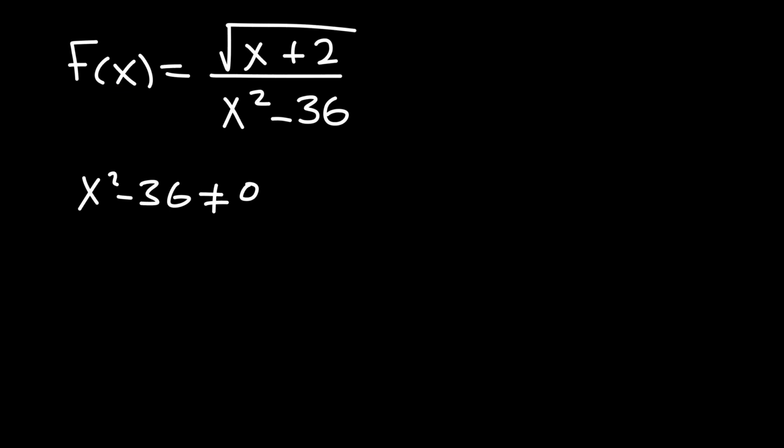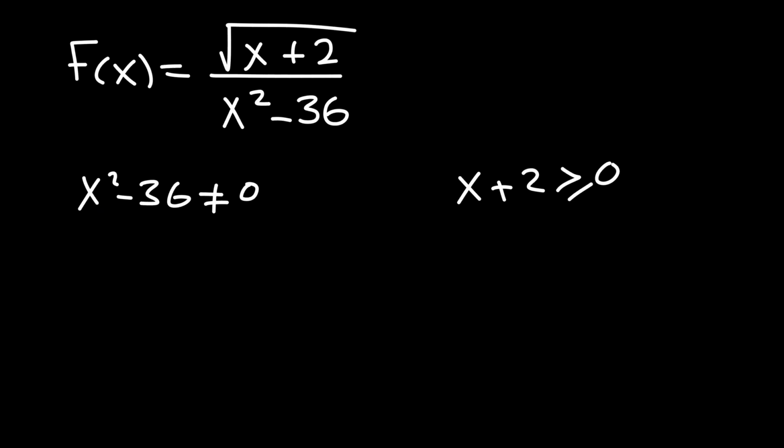We need also to take a look at the numerator. We see that we have a square root, and we cannot have a negative number inside the square root. So we should look into the domain for that portion as well. In this case, I should take x plus 2, and we should make it greater than or equal to 0.